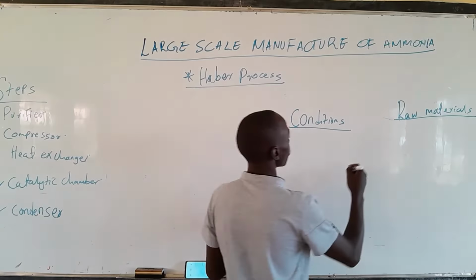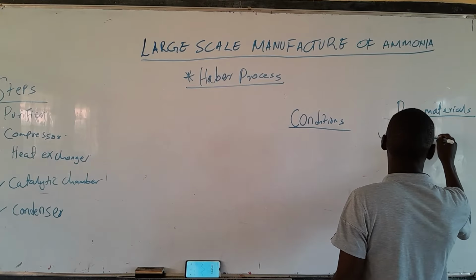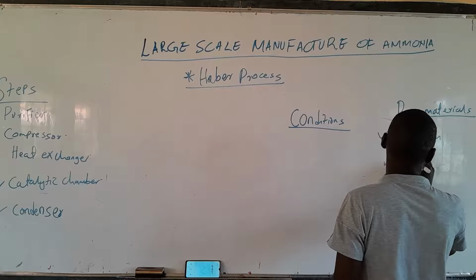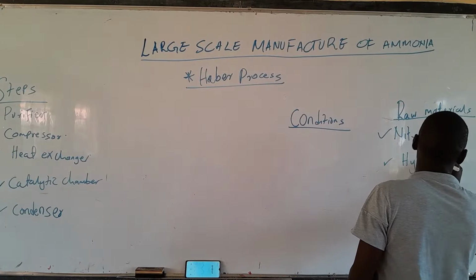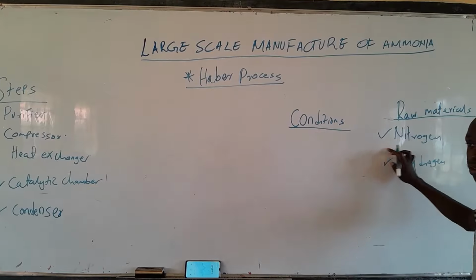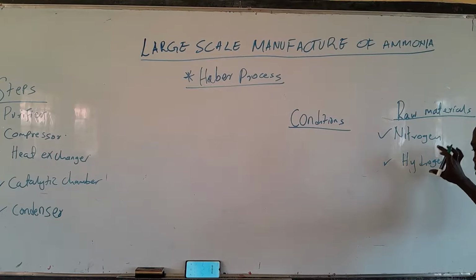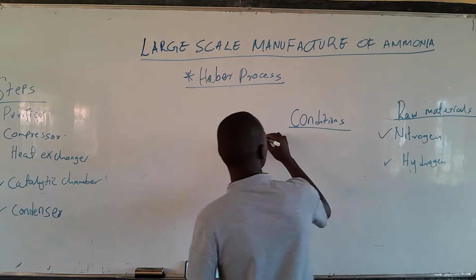So for our case, the Haber process requires nitrogen gas and hydrogen gas. This nitrogen gas can be obtained through fractional distillation of liquid air, whereas hydrogen can be obtained through the thermal cracking of long chain alkanes. Now from the raw materials we move to the conditions.